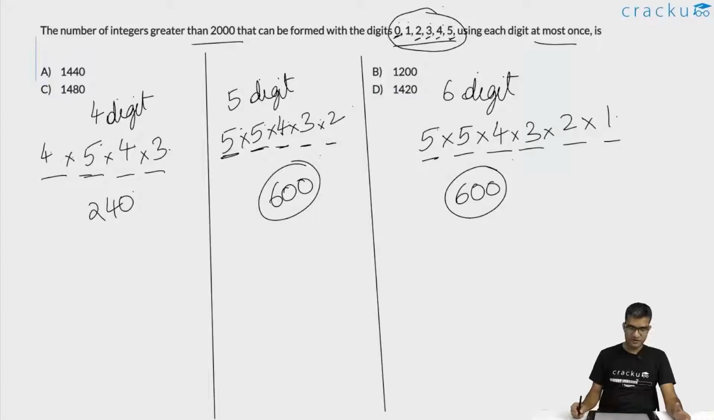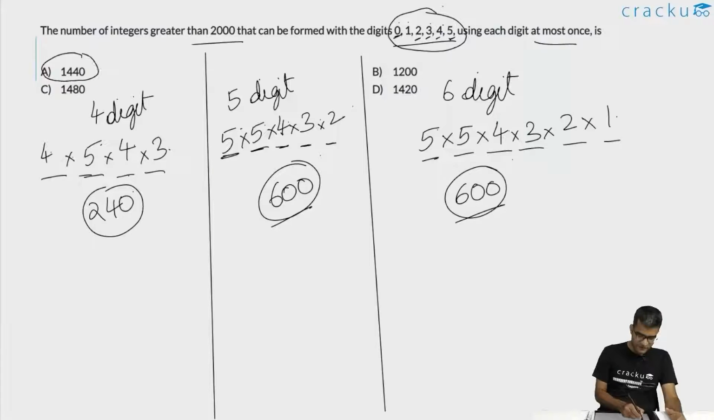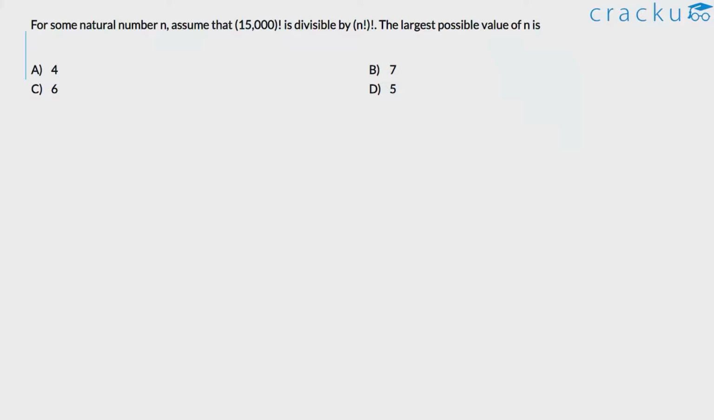So the total number of integers which are greater than 2000 that can be formed is 600 plus 600 plus 240, which is 1440. That is option A.